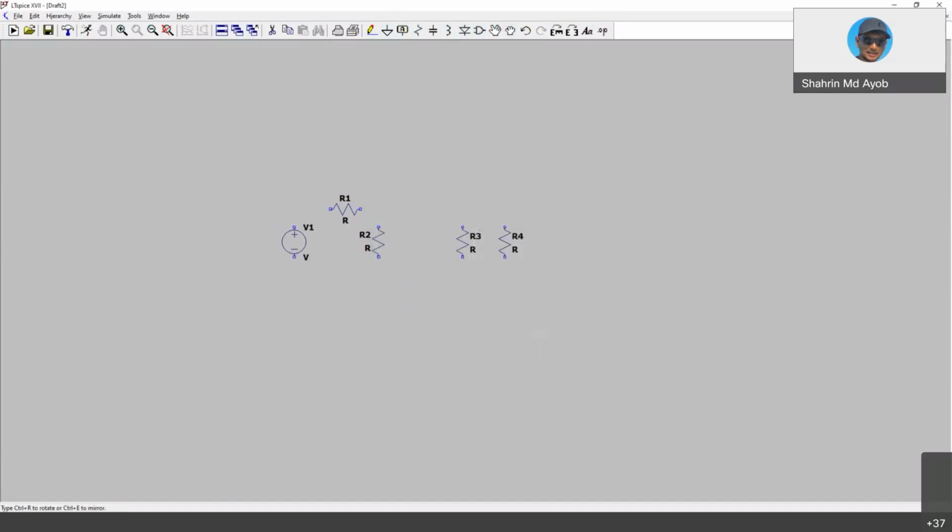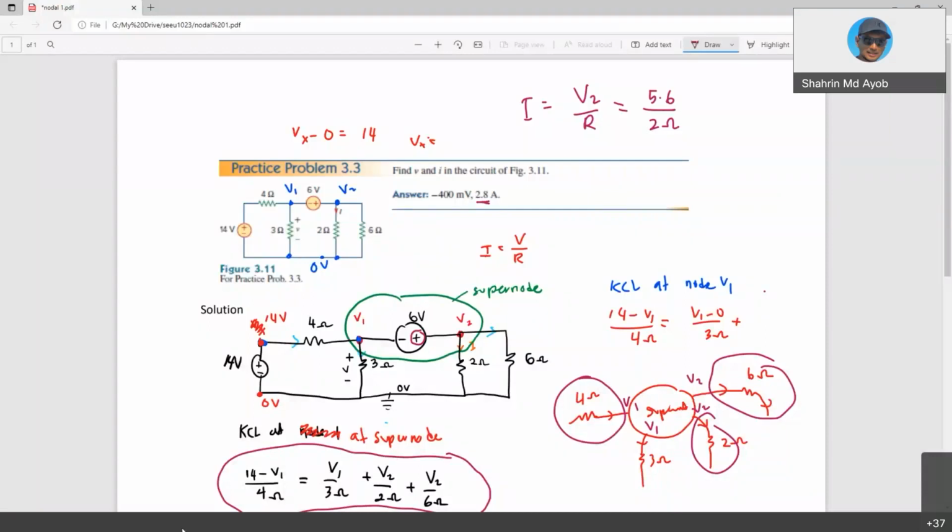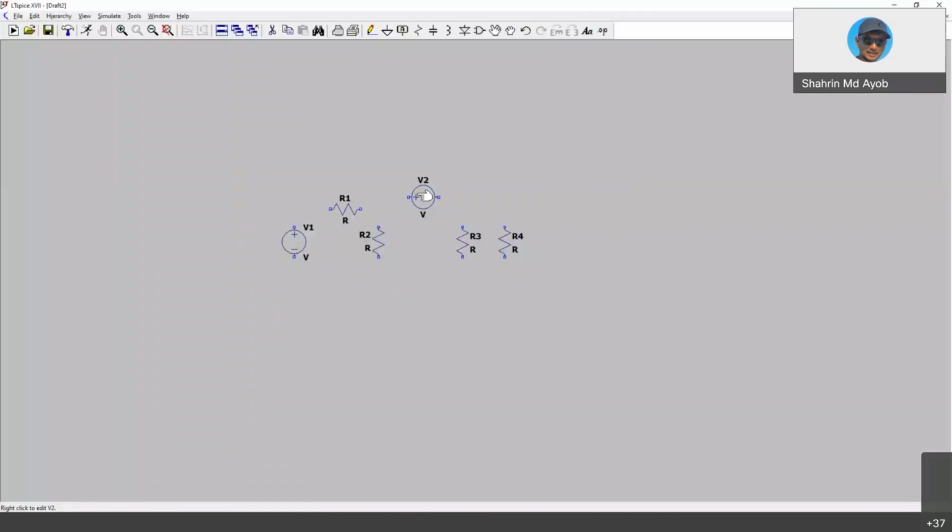Okay, so this one you have a voltage source, and then you have the second voltage source. Just Control R to rotate. Okay, the polarity, and then just double right click. Okay, so I need to look at it, is it different? So this one is negative. Okay, so just click here, Control R.